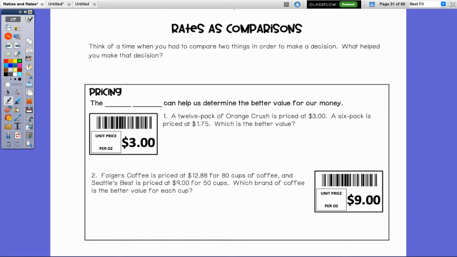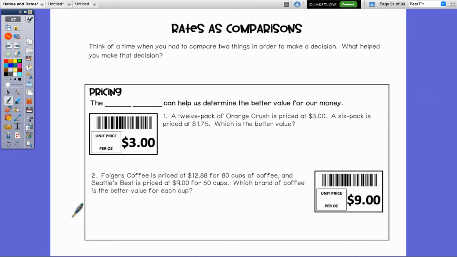Get out your notes. First thing we're going to do is think of a time when you had to compare two things in order to make a decision. What helped you make that decision? I don't know. It could be anything. What you wanted for dinner. How did you figure out what to compare? Give me just a quick jot. What were the two things you were comparing, and how did you decide?